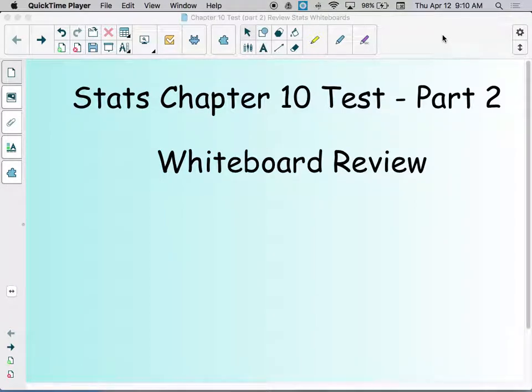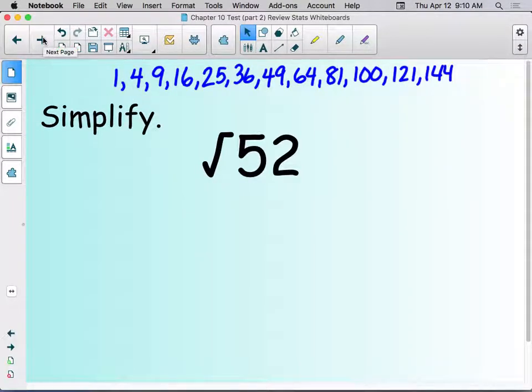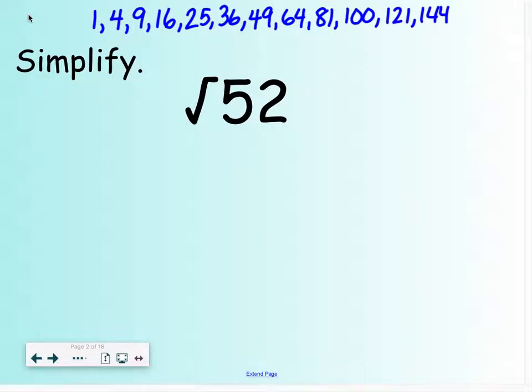Stats Chapter 10 Test, Part 2, Whiteboard Review. Our first problem says to simplify the square root of 52. I've written the first 12 perfect squares across the top of the screen.